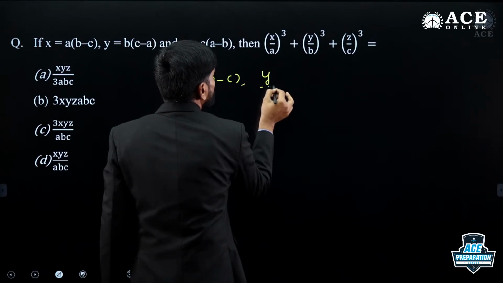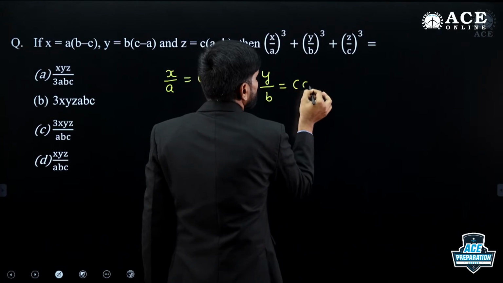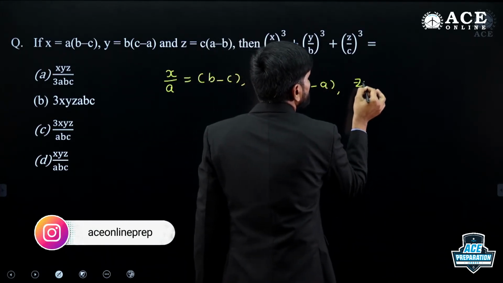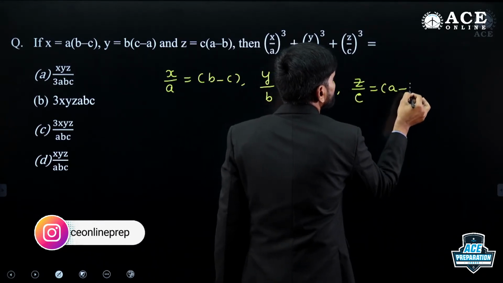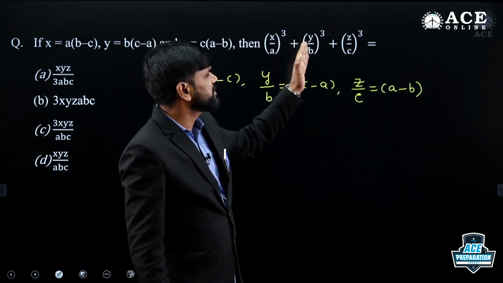Similarly, y by b is equal to c minus a. Similarly, z by c is equal to a minus b. So here we are asked to find a cube plus b cube plus c cube.